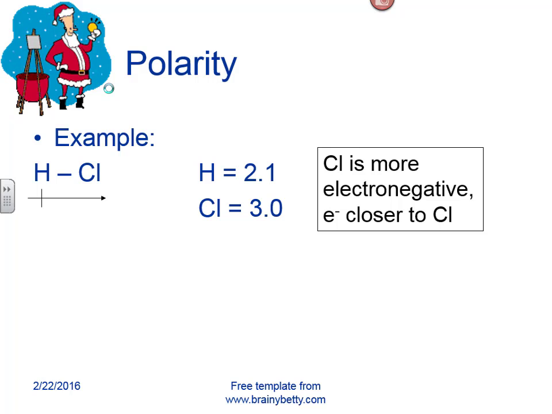And here's that little explanation here. Chlorine is more electronegative. So that means the electrons are closer to the chlorine, which in turn makes that side slightly negative in charge.